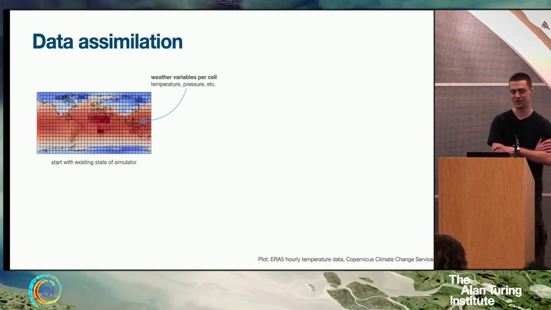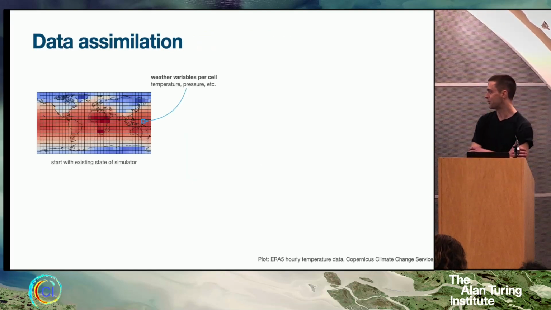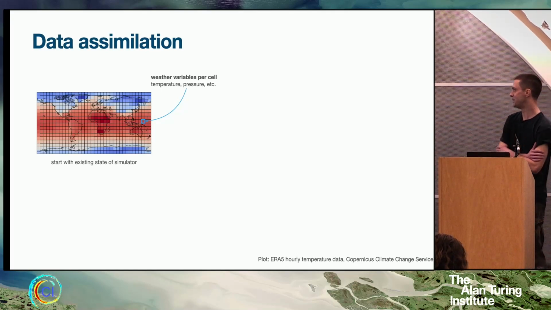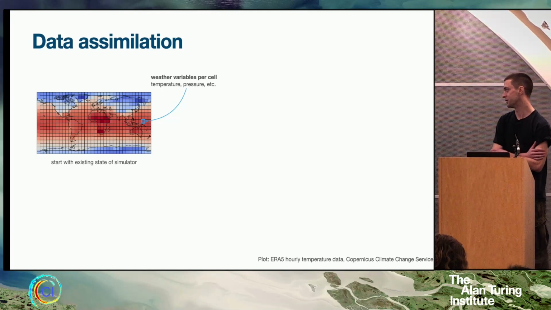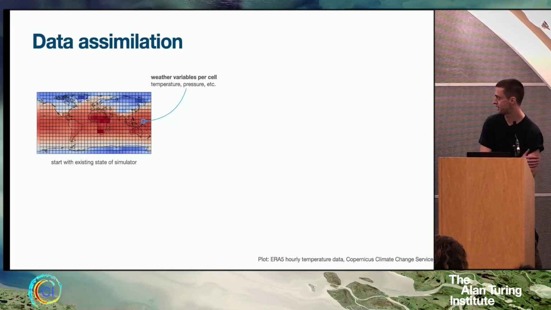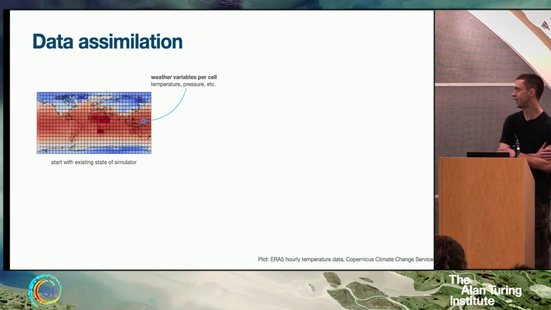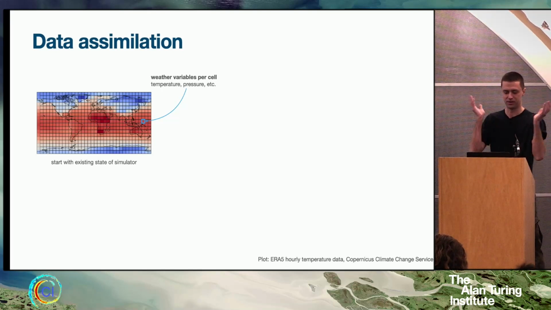Here's a bit more detail on data assimilation. Here we've got the atmosphere, and we've conveniently simplified it to 2 dimensions. It's divided into a load of cells, and in each cell we represent the state of the atmosphere with some weather variables. Here I've plotted the surface temperature, which is from ERA5, but pressure and loads of other things are also represented. Of course, in reality, the grid is much finer than this, but this is just for illustration.